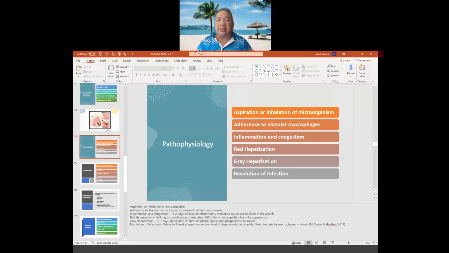If the resident is healthy enough, then within 8 days to 3 weeks, there will be resolution of infection. If not, if the resident is immunocompromised, then the resident needs some help like antibiotics, oxygen management, and all that stuff, so as to resolve the pneumonia. So that's pretty much the simple explanation of the pathophysiology of pneumonia, especially in the elderly.